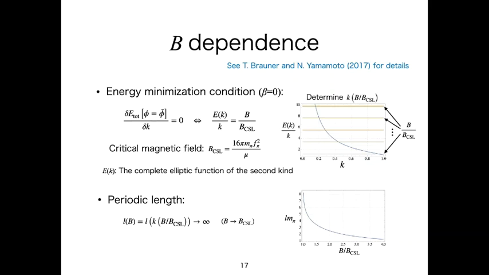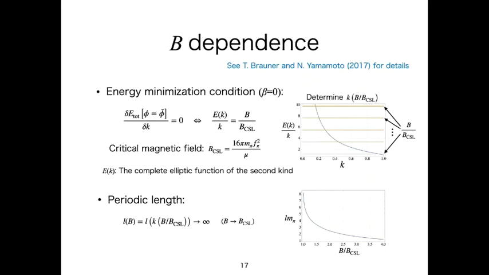You can see here, if the magnetic field is closer to this critical magnetic field, normalized here, this period becomes larger and larger. If B equals B_CSL, it is a very long period, and if we increase the magnetic field, this period becomes shorter and shorter, as this figure shows. I will come back to this point later. So anyway, this is the magnetic field dependence of the period of this chiral soliton lattice. Okay, do you have any questions so far?